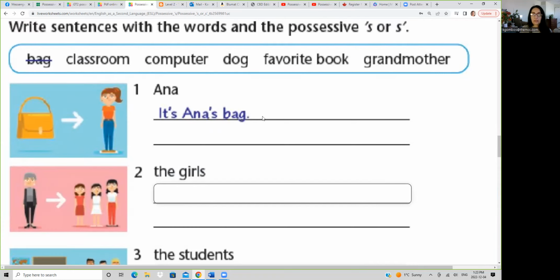Okay, now you have girls and then you have grandmother. So you can say, for example, she is the girls'. And you see girls, because there are three of them, it's already plural, so all I have to do is put the apostrophe. She is the girls' grandmother. Try to write a correct sentence. Okay, she is the girls' grandmother.